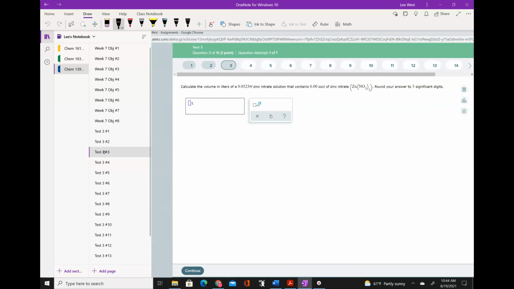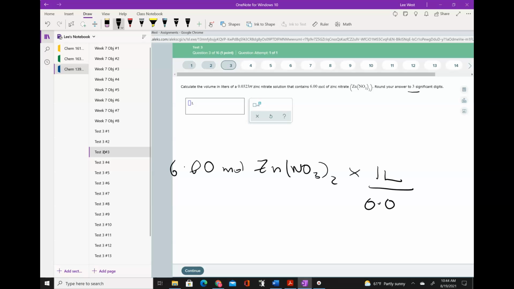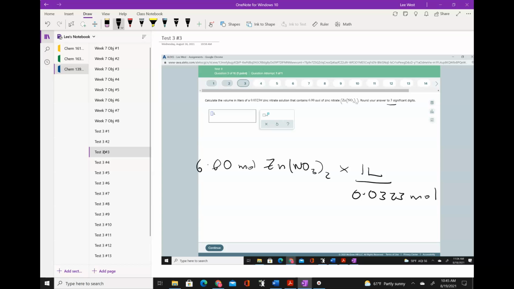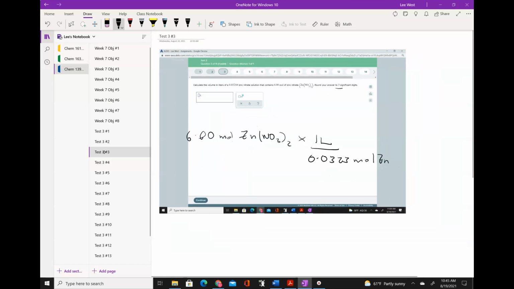Okay, calculate the volume in liters of a 0.0323 mole per liter zinc nitrate solution that contains 6 moles of zinc nitrate. Give your answer to 3 significant figures. So we have 6 mole of zinc nitrate, and we are told that in 1 liter of this solution there is 0.0323 mole of zinc nitrate.